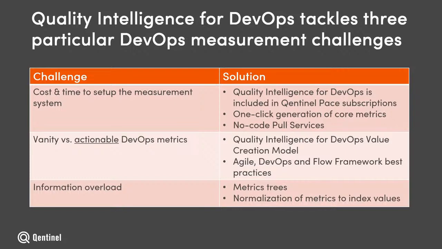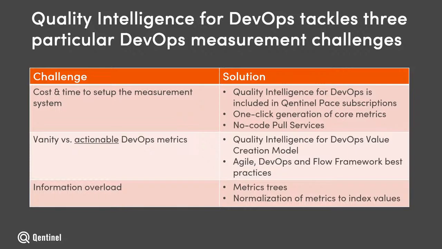Quality Intelligence for DevOps is included in Qentinel Pace subscriptions. You can generate the essential metrics based on Agile, DevOps, and Flow framework best practices with one click. There are also no-code integrations called pull services available to pull data from the most popular DevOps tools, such as Azure DevOps and Jira. You can start measuring on day one.